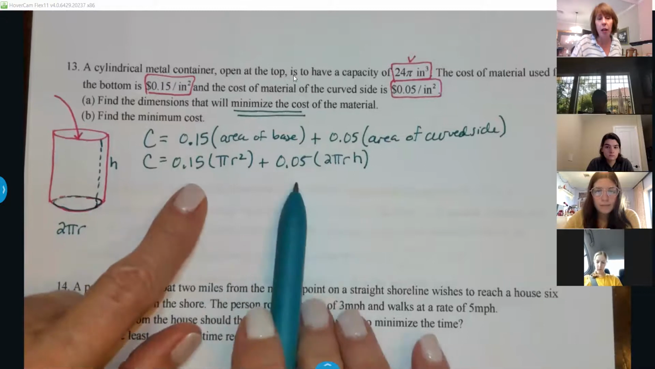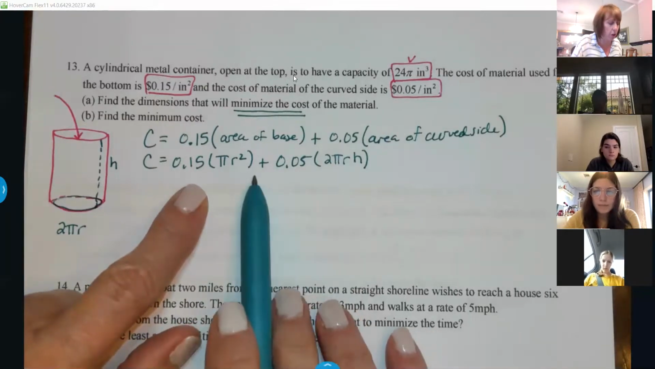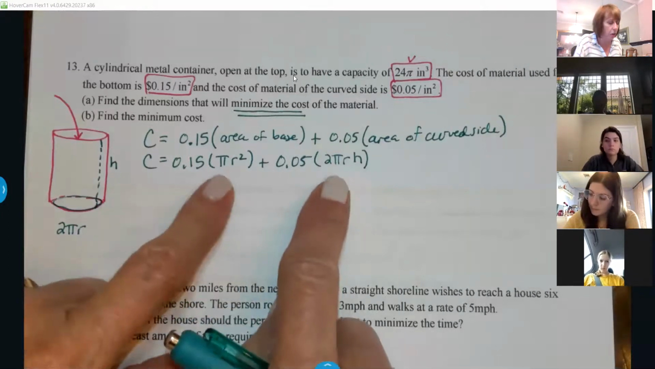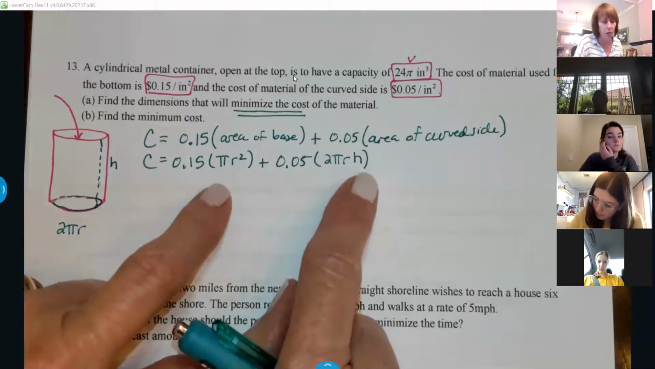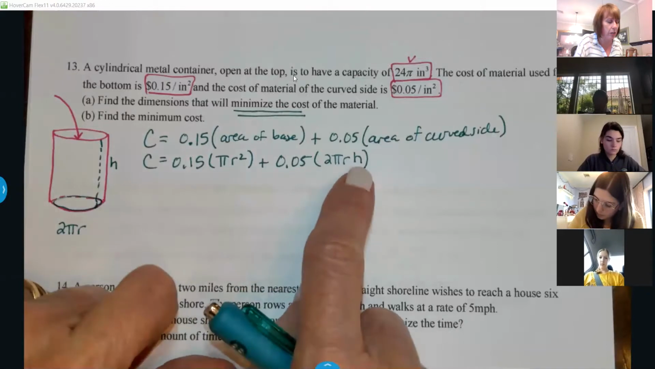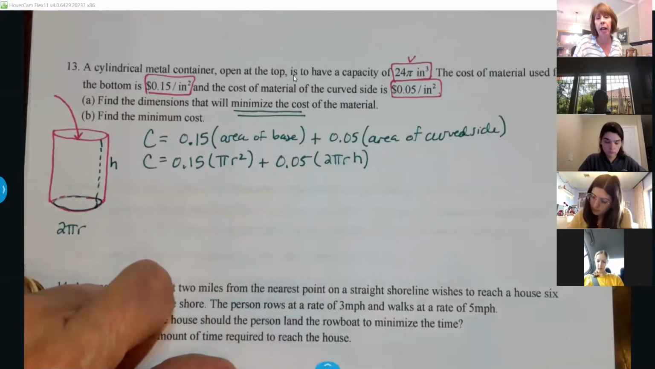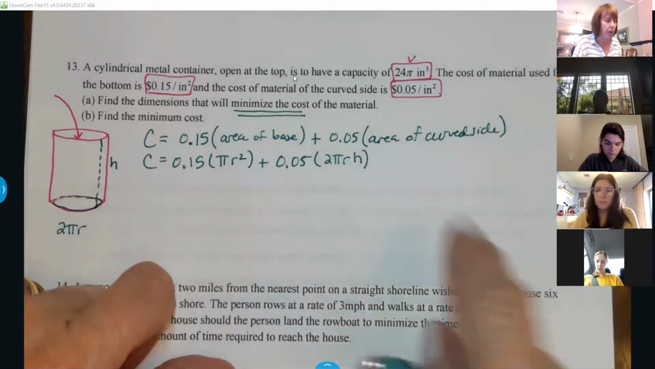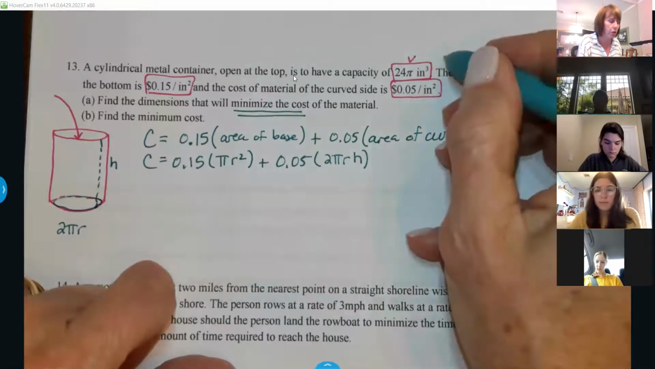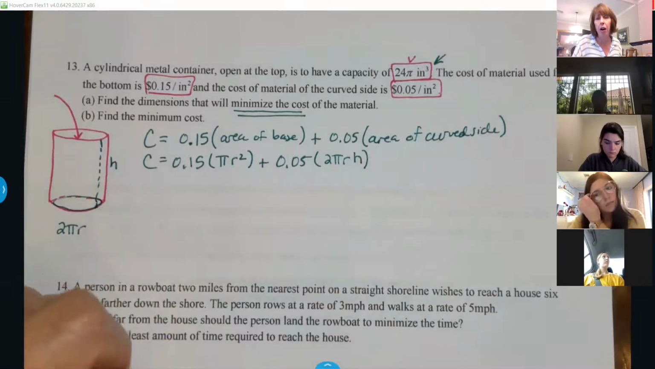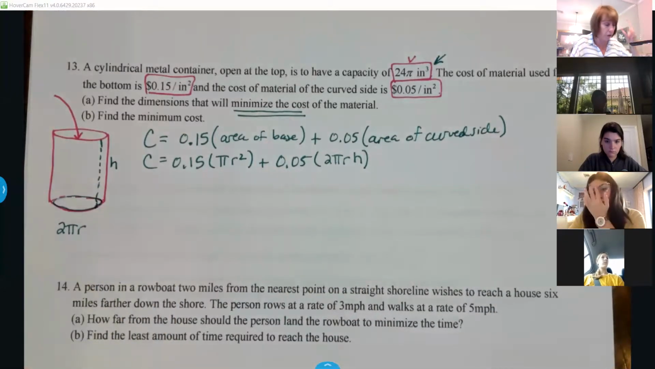And now I want to get the cost equation with only one variable, either r's or h's. So it's going to be easier for me to get rid of that h. So I need to change h, and it'll have something with r's in it. And the way we change h is we're going to use this volume. We know that the volume, our can has to have a capacity of 24 pi.